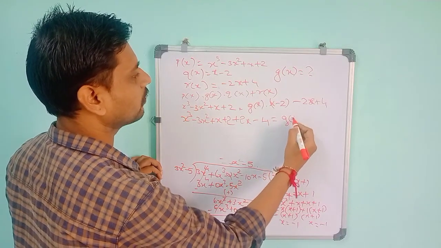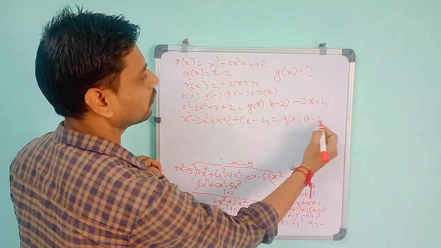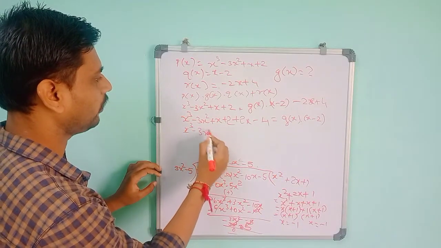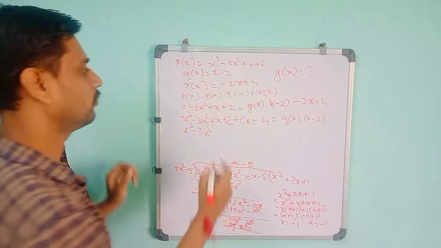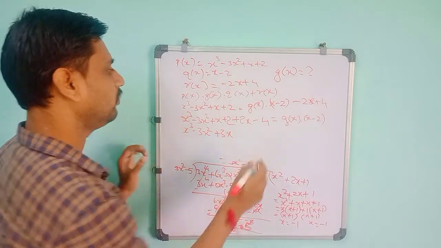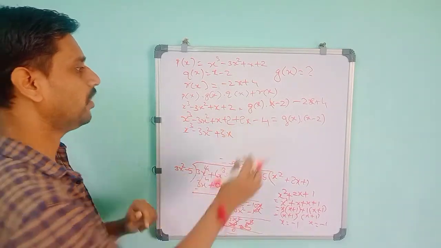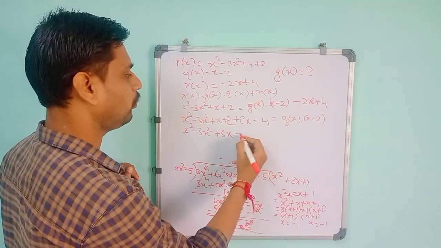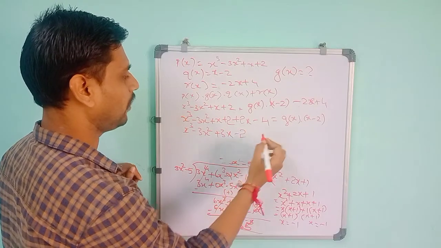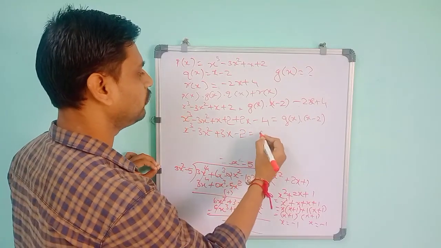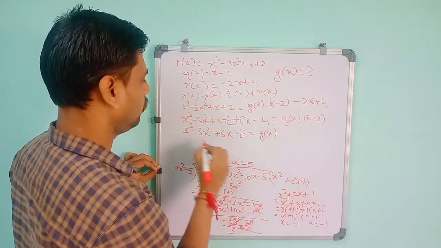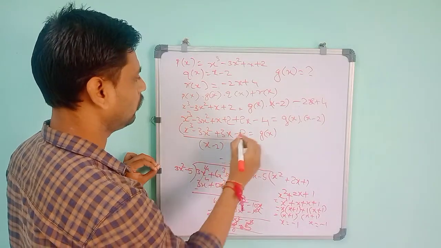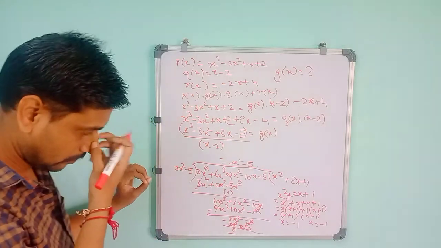Then g of x into x minus 2 equals x cube minus 3x square, plus x plus 2x, so plus 3x, and plus 2 minus 4, which is minus 2. So g of x into x minus 2 is x cube minus 3x square plus 3x minus 2. Then x minus 2 comes to the denominator, so g of x equals that divided by x minus 2.